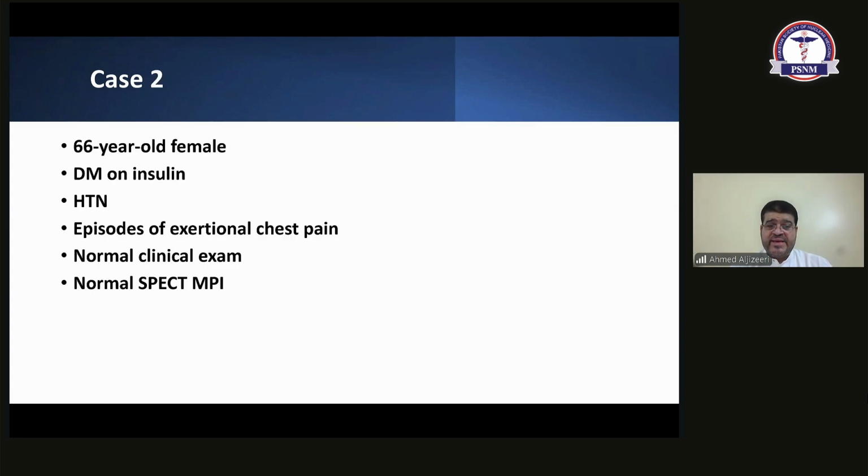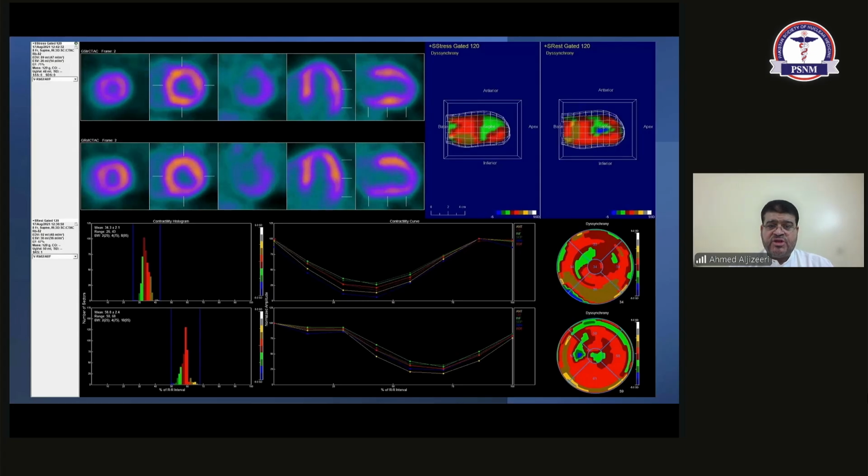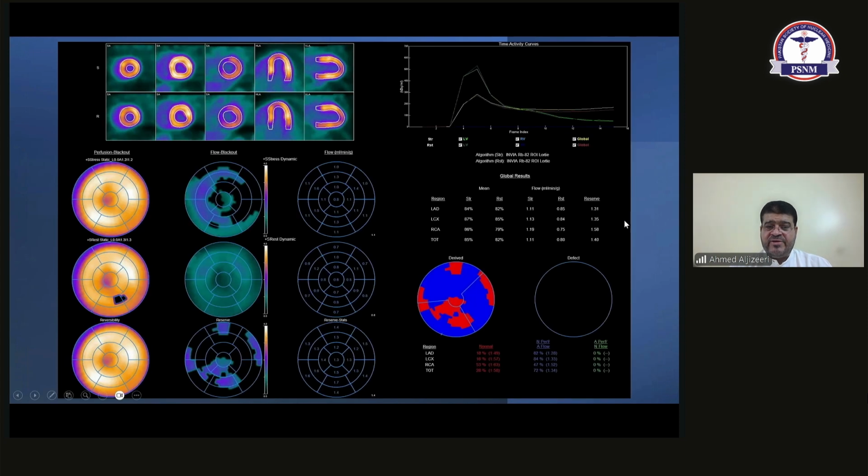Now, our second patient was diabetic and hypertensive, with episodes of chest pain despite a normal SPECT. Because of her older age, we considered her for a PET scan. This is her myocardial perfusion imaging, and as you can see, it's basically normal. There is no relative perfusion abnormality, no TID, her ejection fraction augmented, and there was no regional wall motion abnormality. But look at what happened when we did her CFR.